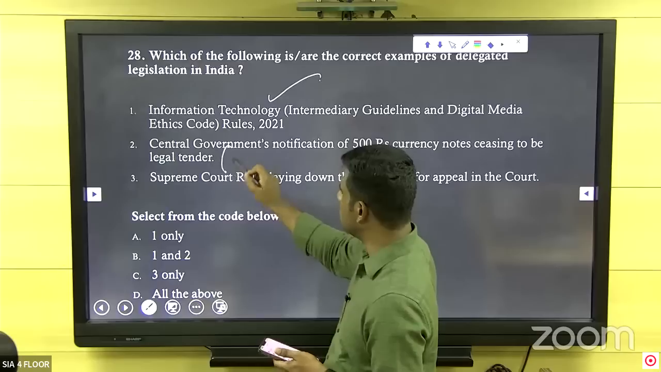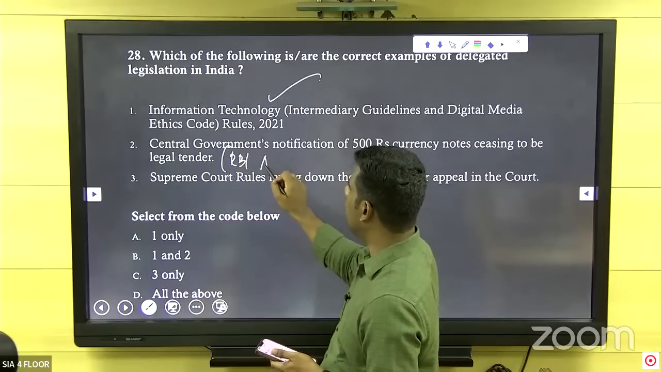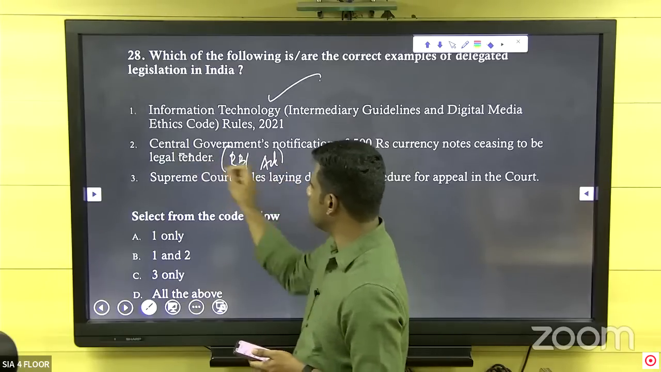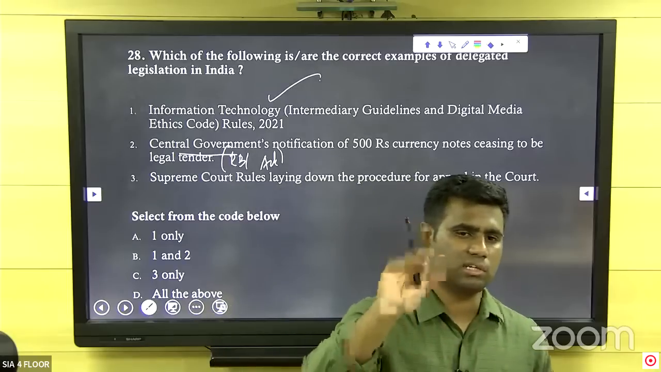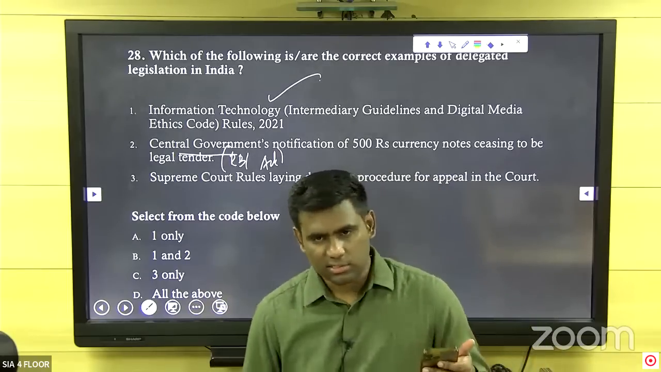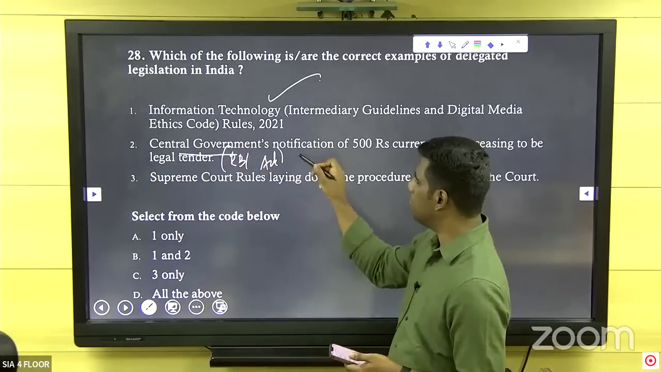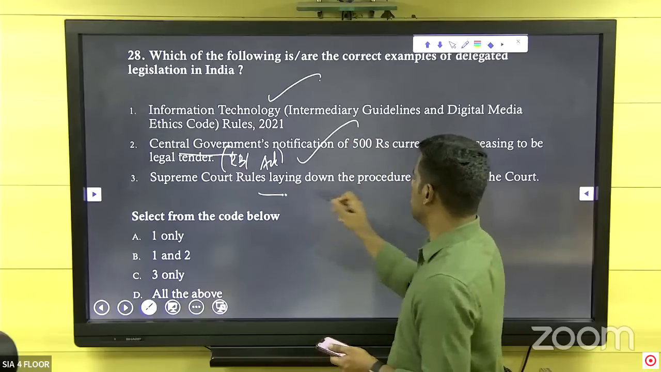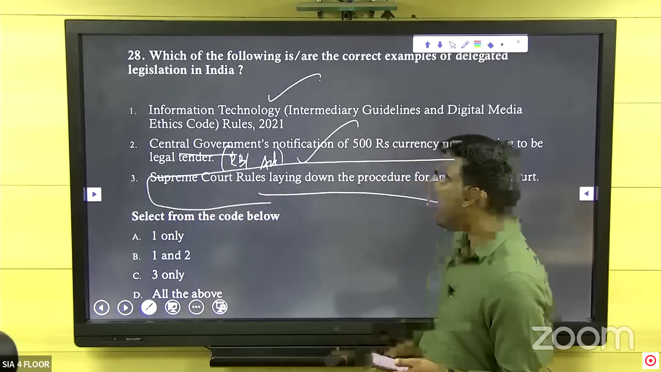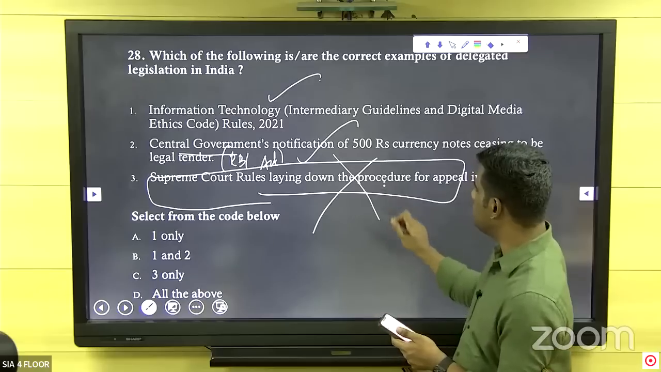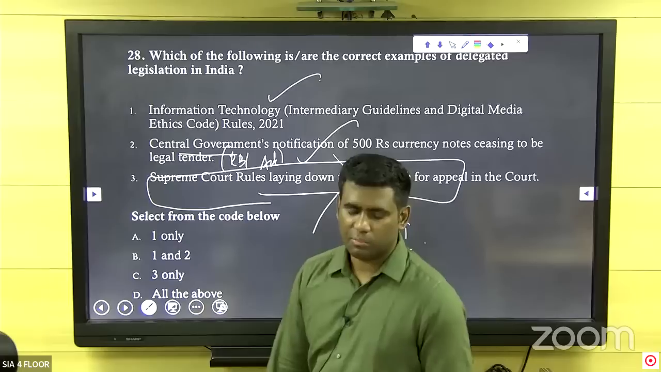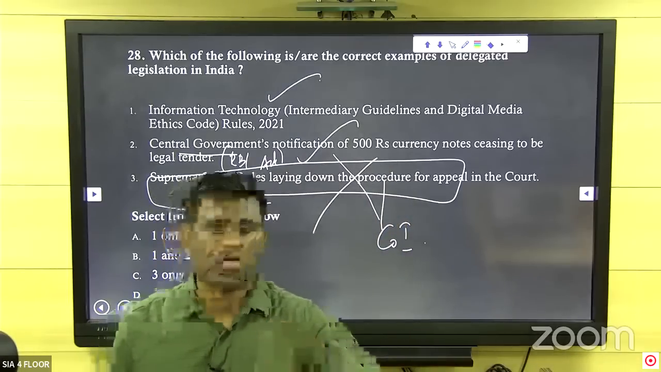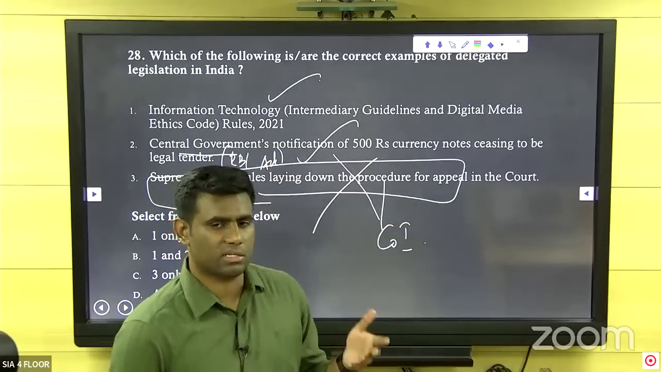Second, it is as a result of the RBI Act. The RBI Act confers the power in the hands of the central government to issue a notification and declare certain currency notes as invalid. It is as a result of that that the central government exercises power. This is also a part of it. Third, this is not by virtue of any law made by Parliament. This is by virtue of the constitutional provision itself. This is not a power handed over by Parliament in the hands of another agency. That is not the case.